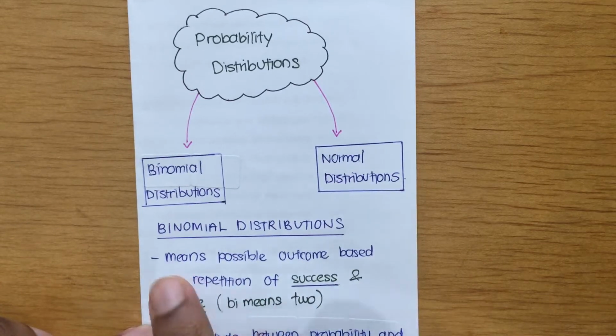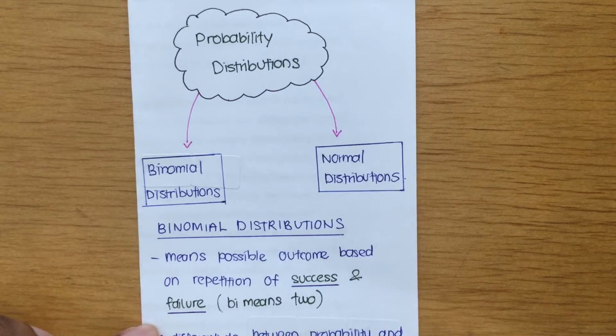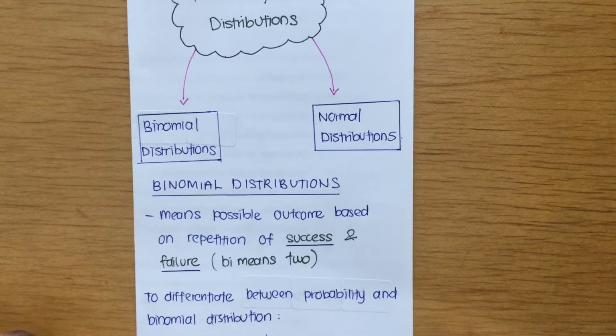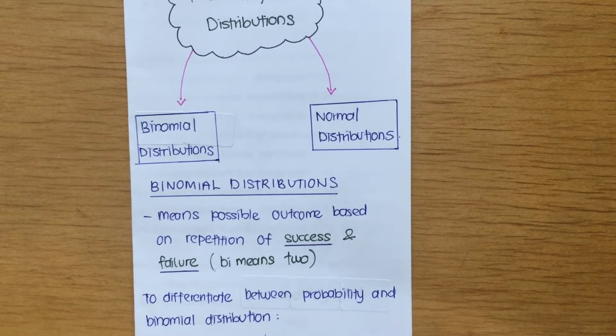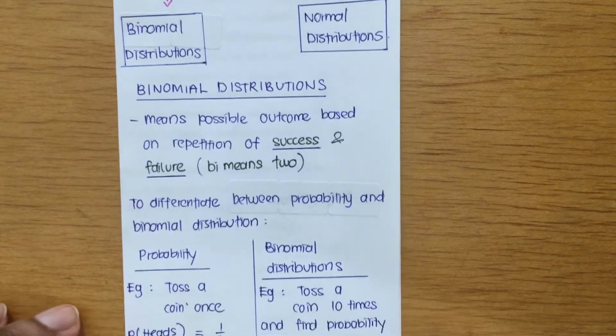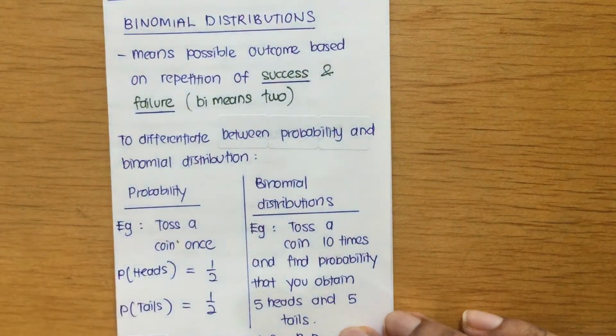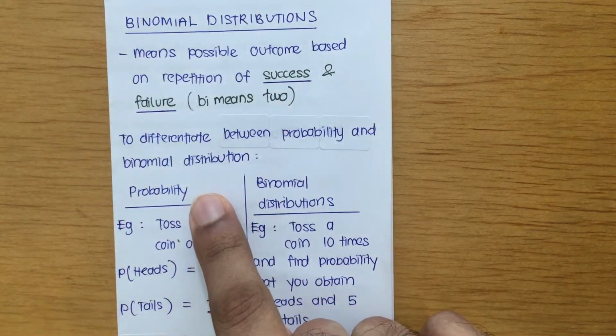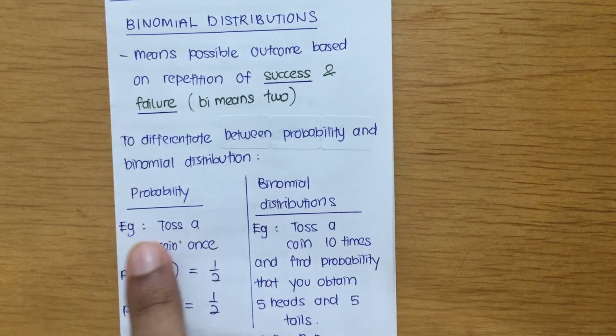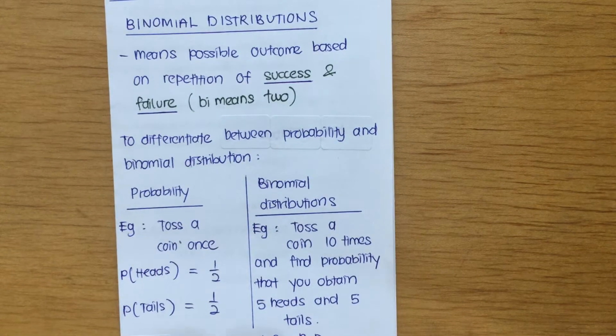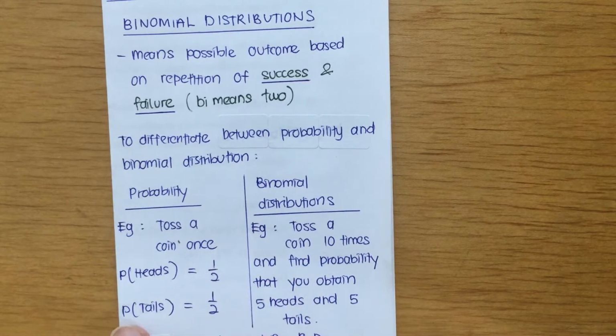The definitions are pretty similar to probability, however they do have their differences. So to differentiate between a probability and binomial distribution, I'm going to show you a very simple example. Let me pull this paper up. So for probability, which you have learned in the previous chapter, let's say for example you toss a coin once. So the probability of getting heads is very straightforward, it is 1 over 2, and the probability of getting tails is 1 over 2 as well.